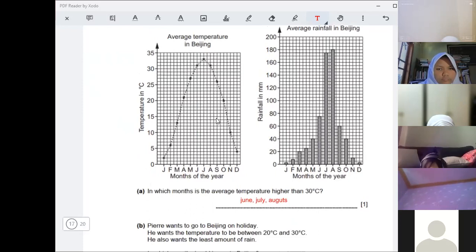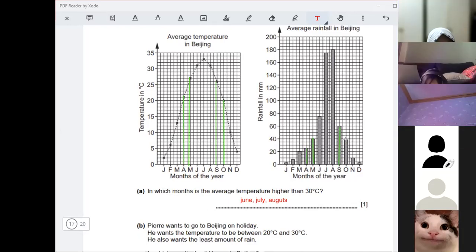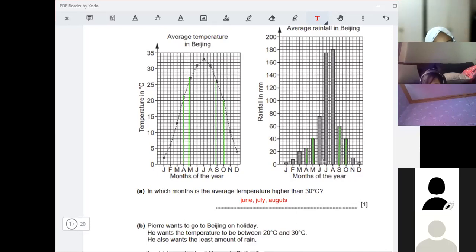Lihat di sini yang this one in between 20 up to 30, they are May, April, and then October and September. Now let's see the rainfall, curah hujannya. This is April, May, September, and October. The lowest rainfall is in April. So the best time to go to Beijing is at April, yeah.